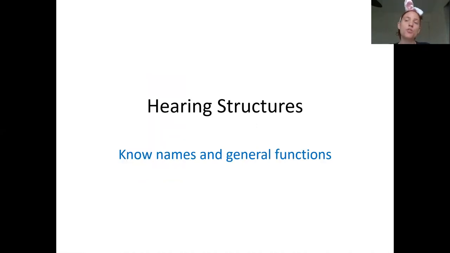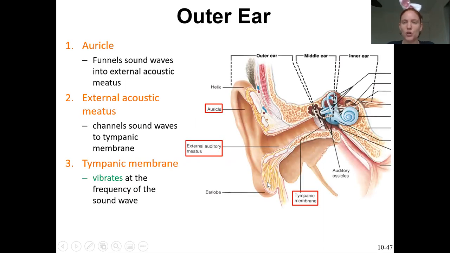Okay, so we're going to go through the hearing structures. What I want you to do is, as I go through it, I want you to know the names of them, be able to identify them, but I also want you to know the general function of each piece that I go through. So let's look at the ear. The ear is organized into three different regions. You have the outer ear, the middle ear, and the inner ear. The boundary between the outer ear and the middle ear is going to be the tympanic membrane, and the tympanic membrane is also known as the eardrum. So for this class, though, I want you to use the words tympanic membrane.